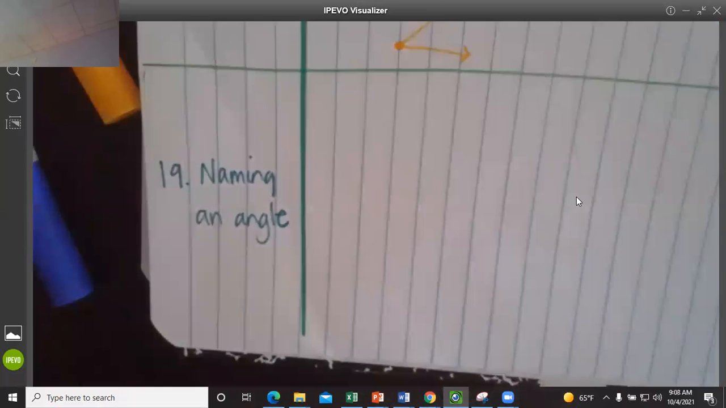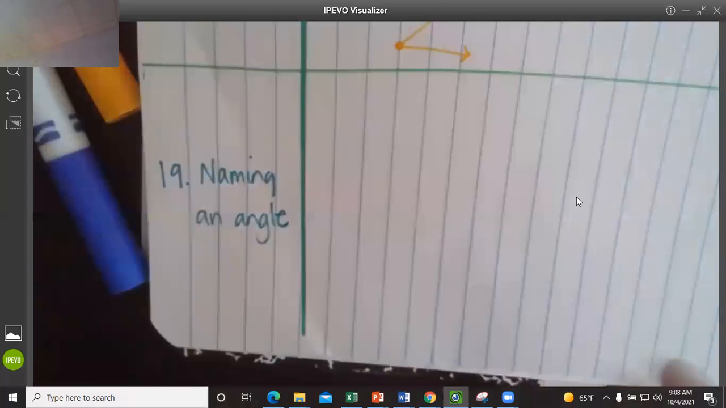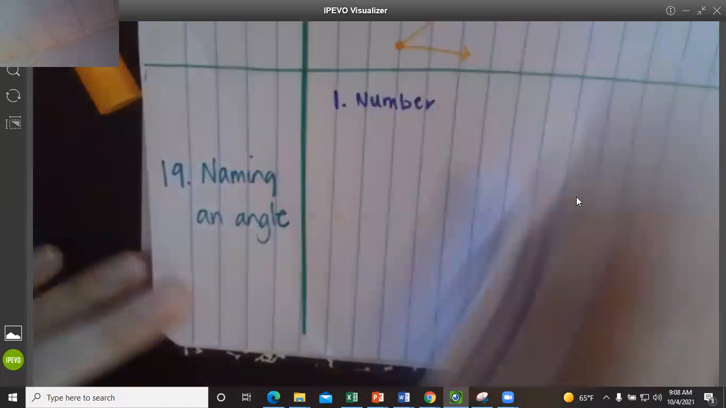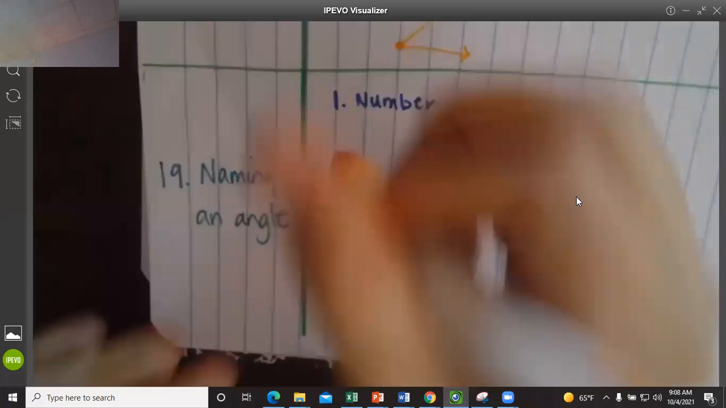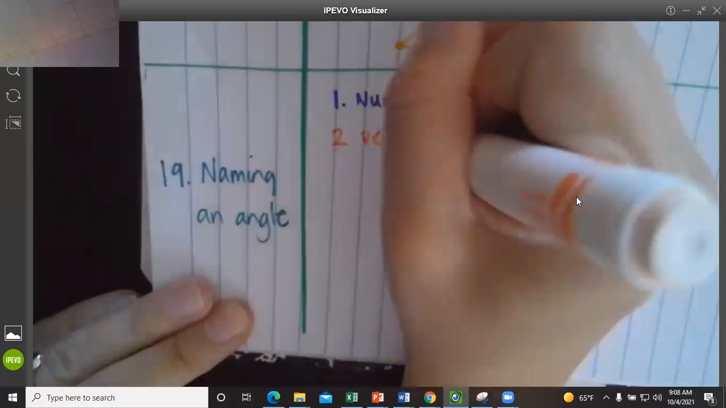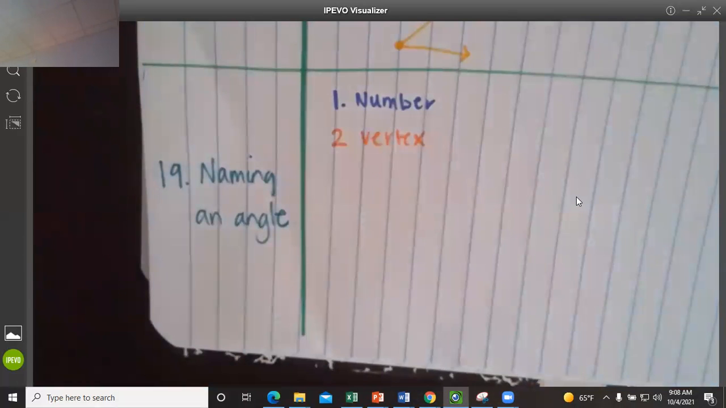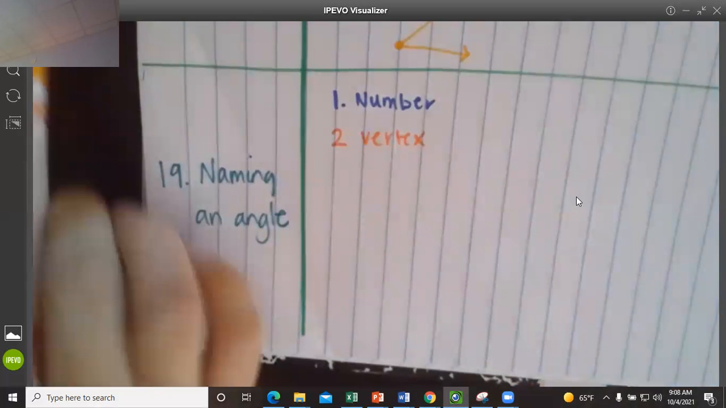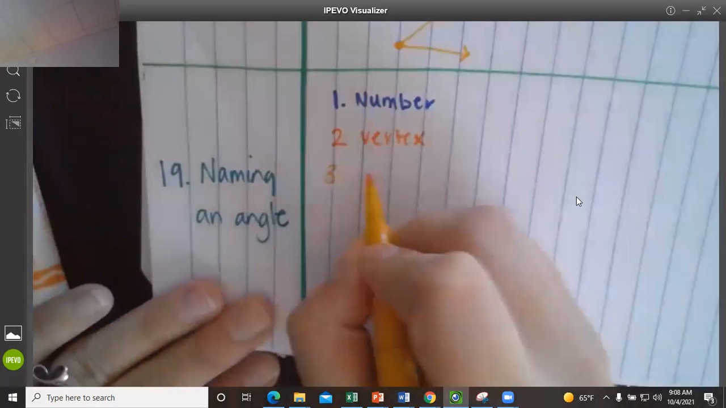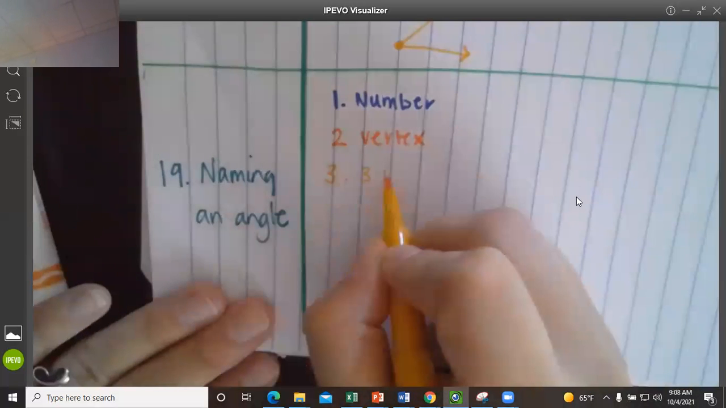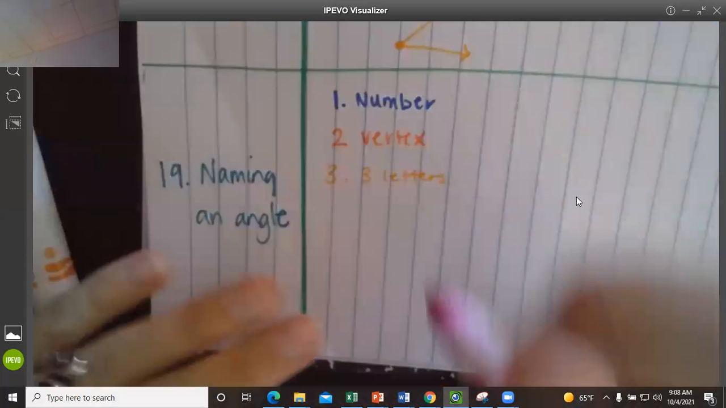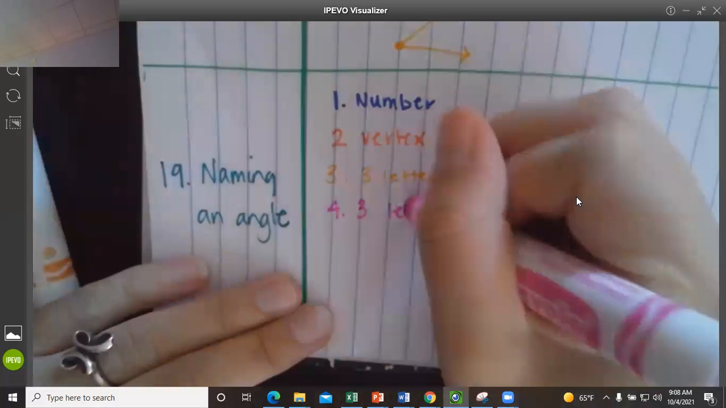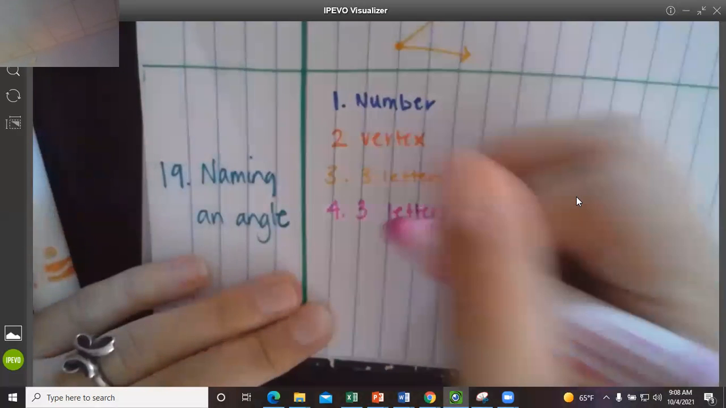All right, one of those names is the number. It has a number, so you name it by its number. The other way you could do this is by the vertex. That's the one in the middle. That's where the two rays meet. Then you can use 3 letters. And then the last way is using 3 letters, but going the opposite way. We'll do a couple of examples and you're going to do some examples by yourself.